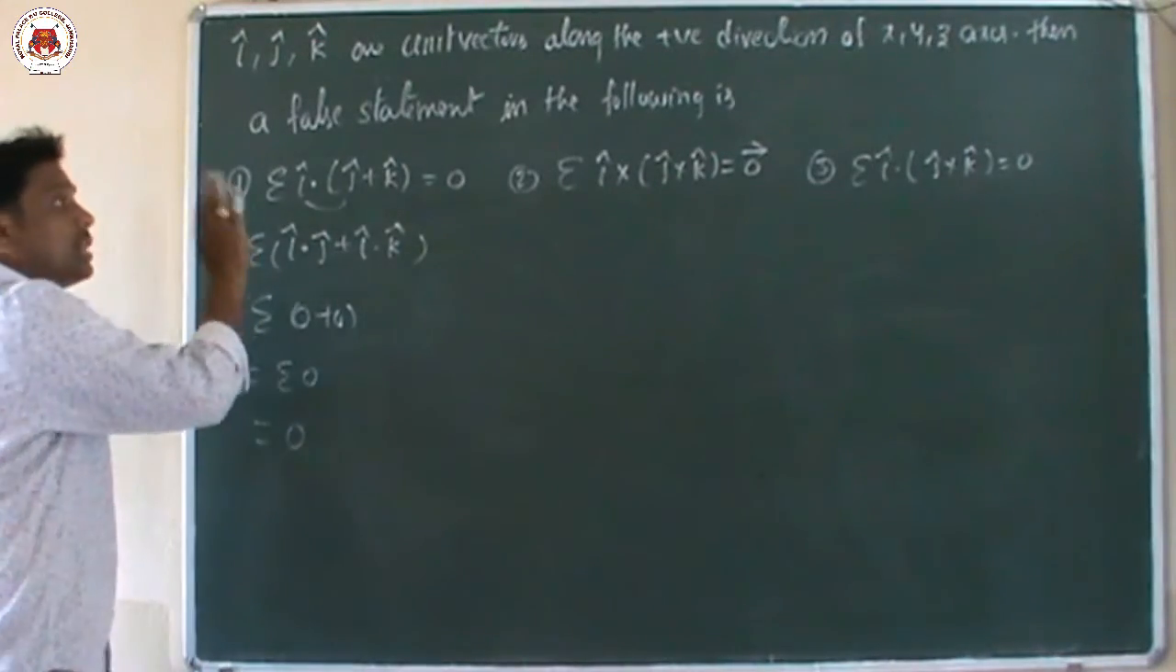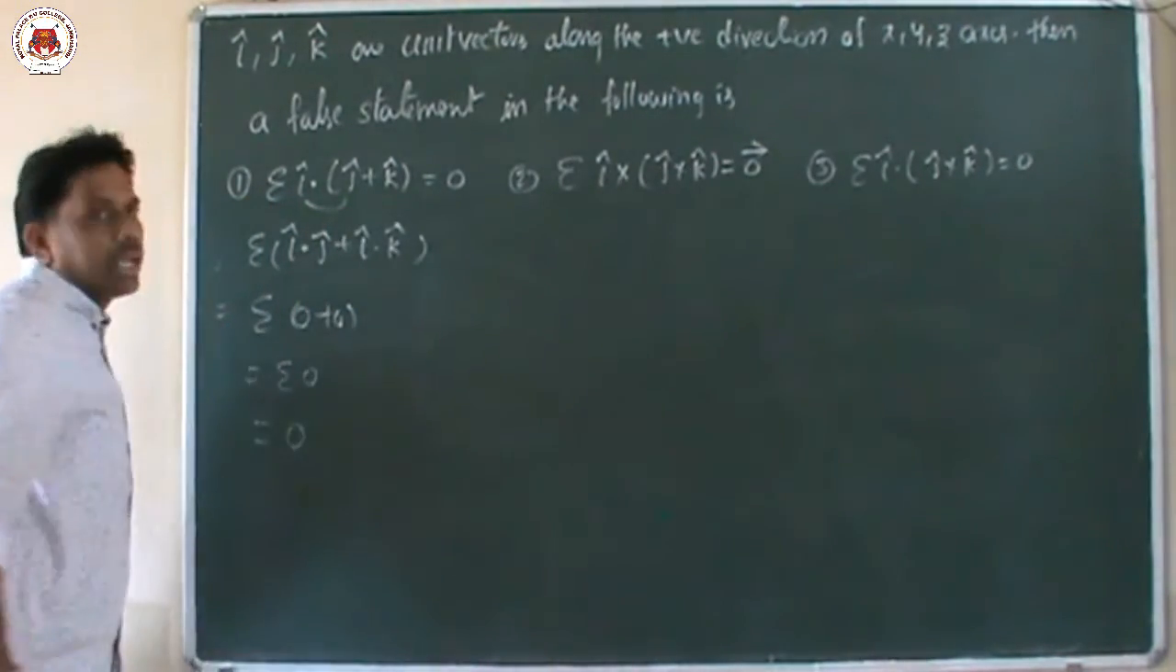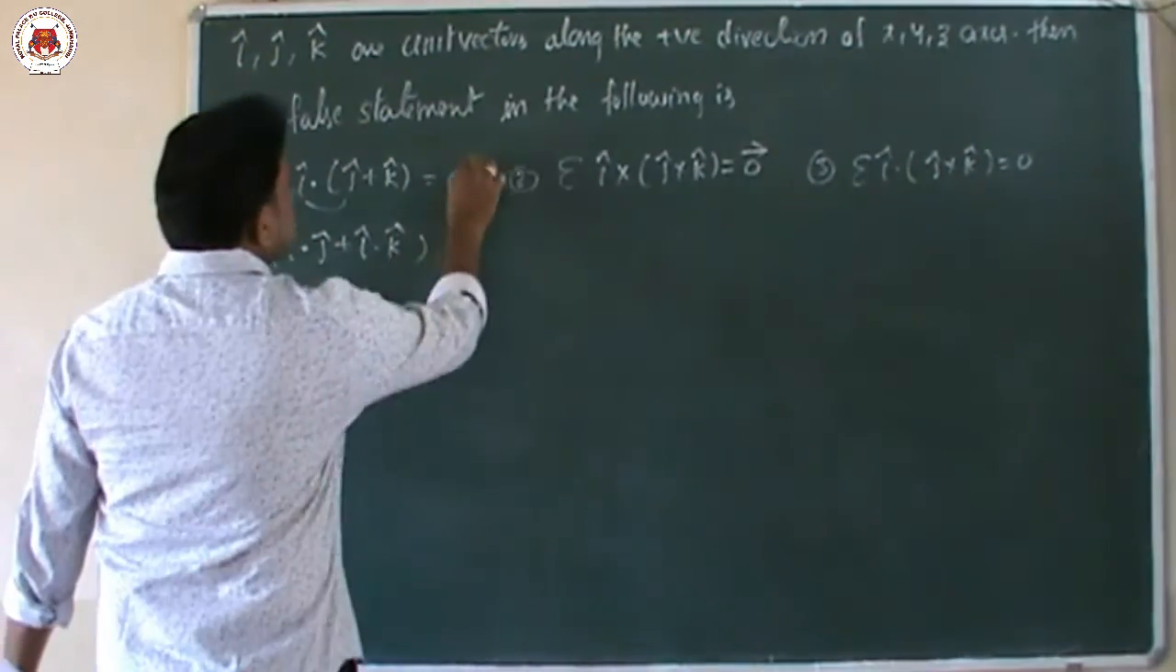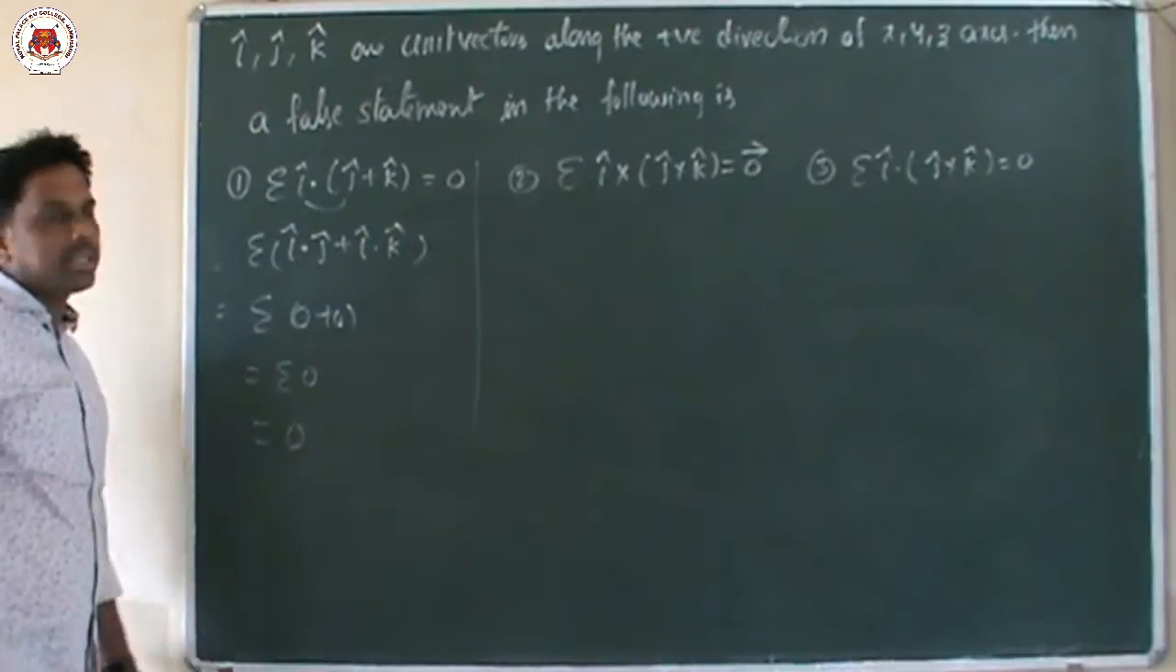So the first option is correct, not the false. It is true. He is asking the false statement, not the true statement. So this one is not the answer, because i dot j, i dot k values are 0.